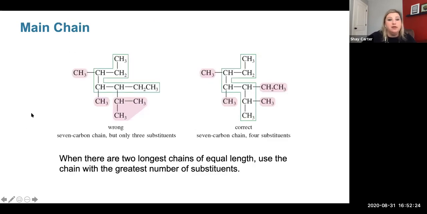So here are some other examples. So this is a big, crazy molecule, not as big and crazy as it gets, okay, but pretty big and crazy, and we need to find the longest chain.